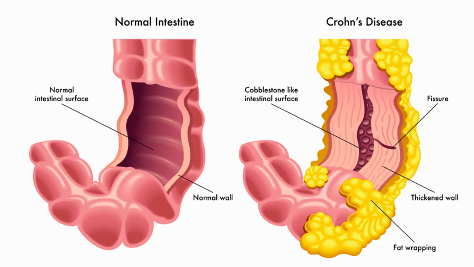This slide shows what Crohn's disease looks like in caricature. The left is normal mucosa, normal walls. On the right, you see the cobblestoning appearance of the surface layer of the mucosa. You see fissures illustrated, thickened walls, and fat wrapping.